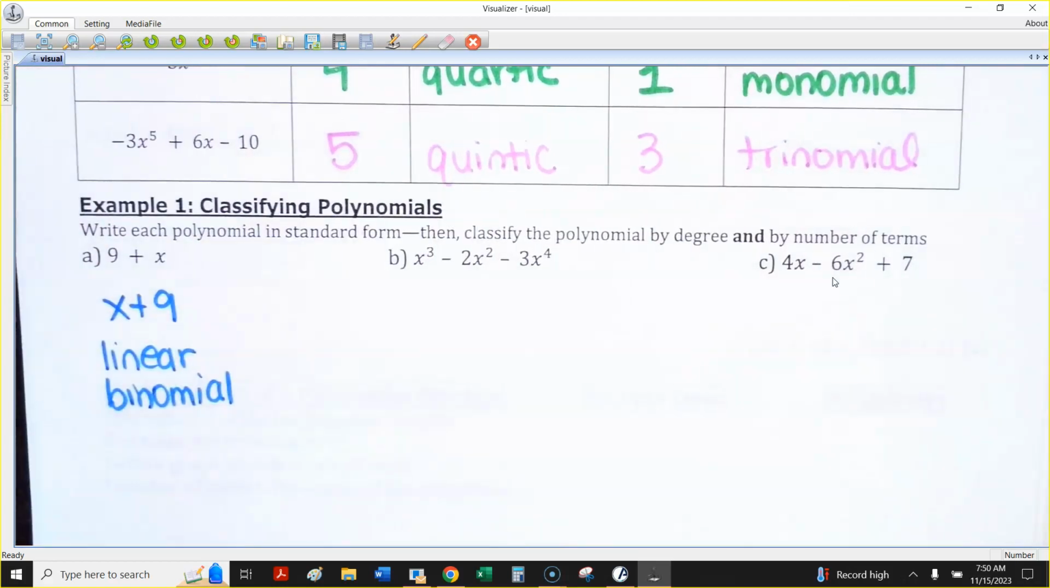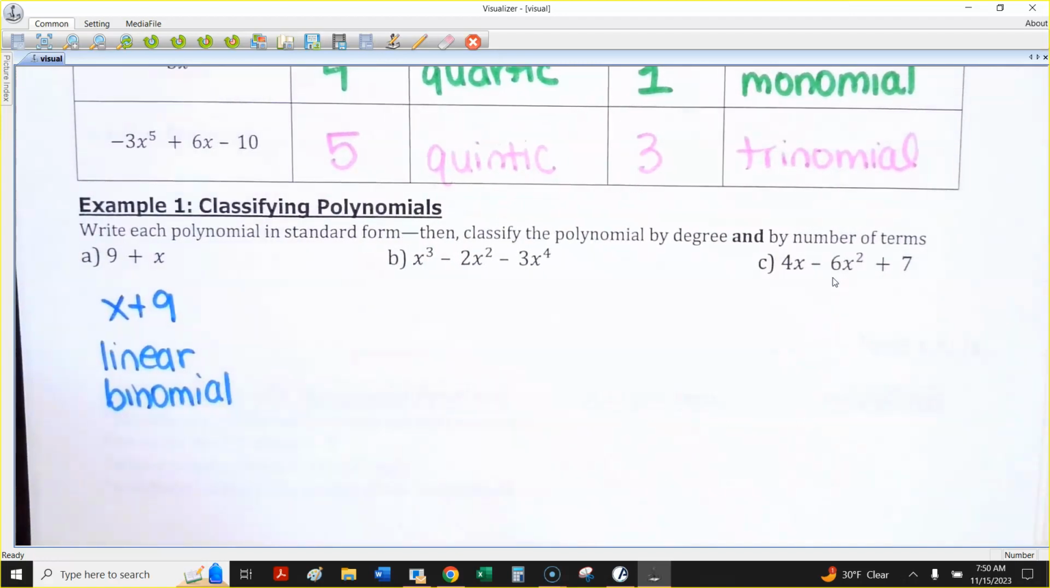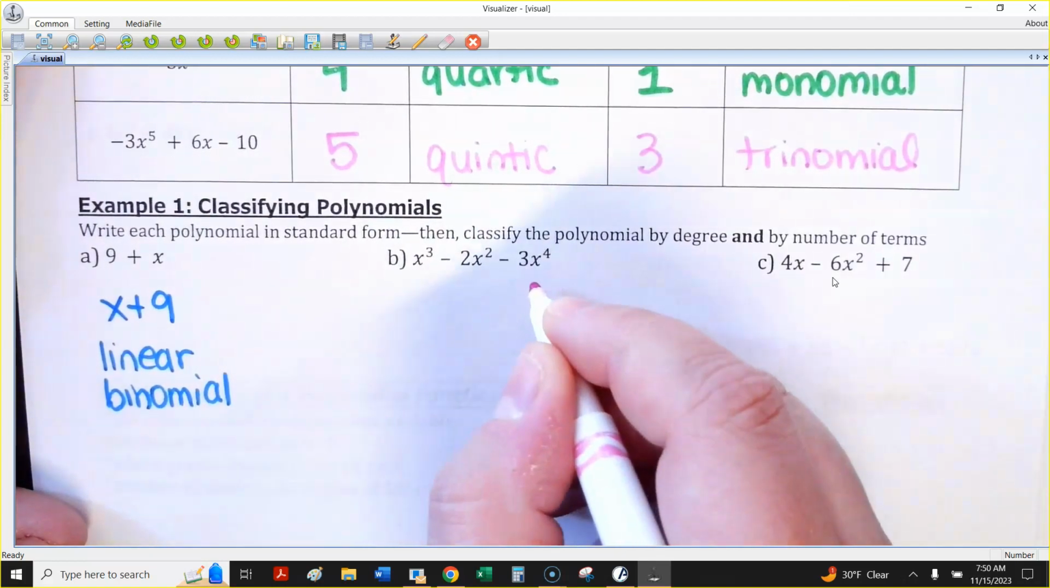Okay, how would you have to reorganize x cubed minus 2x squared minus 3x to the 4th? How would I have to reorganize that so it was written in standard form? Go ahead. Negative 3x to the 4th, plus x to the third power, minus 2x squared. We got to put the highest power of x first. The 4th power has to go first. Don't look at the coefficient.